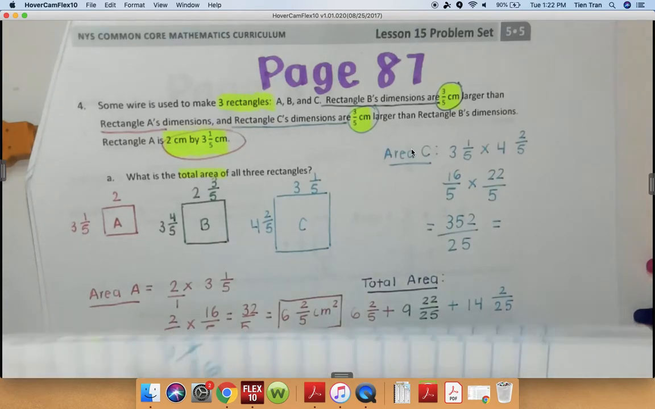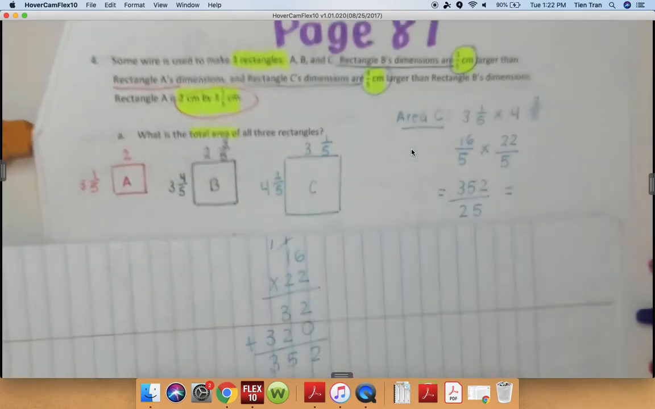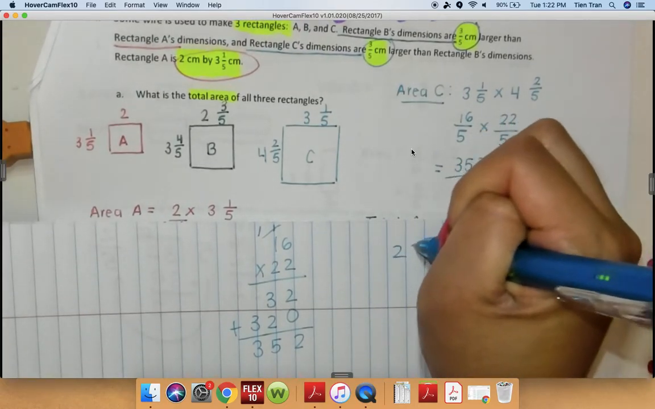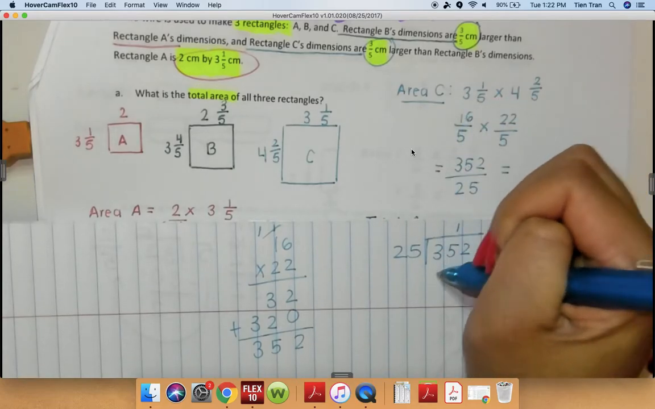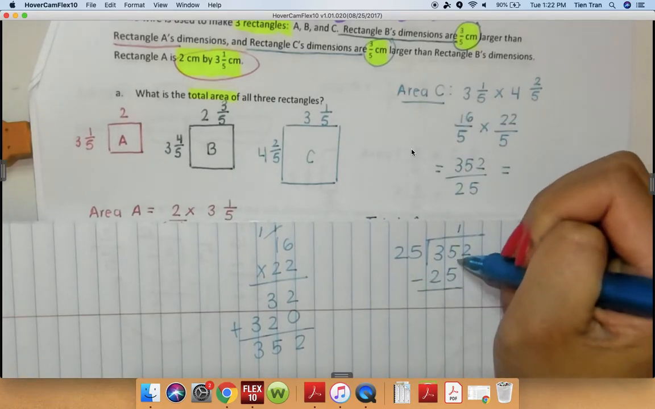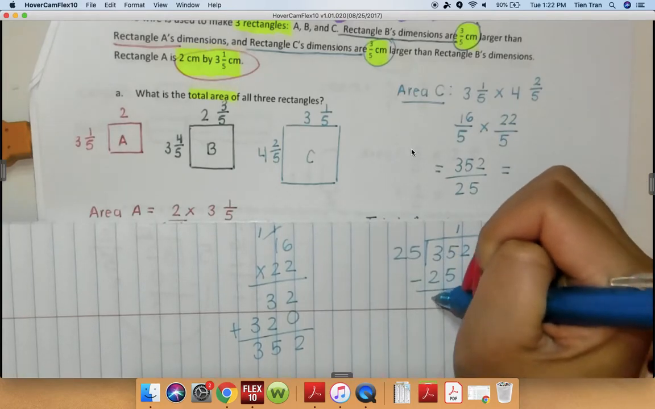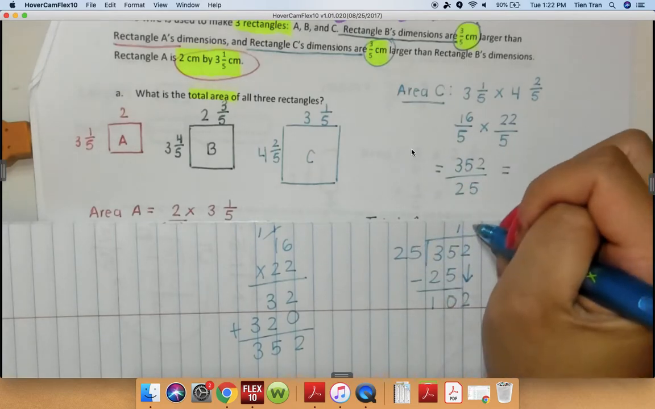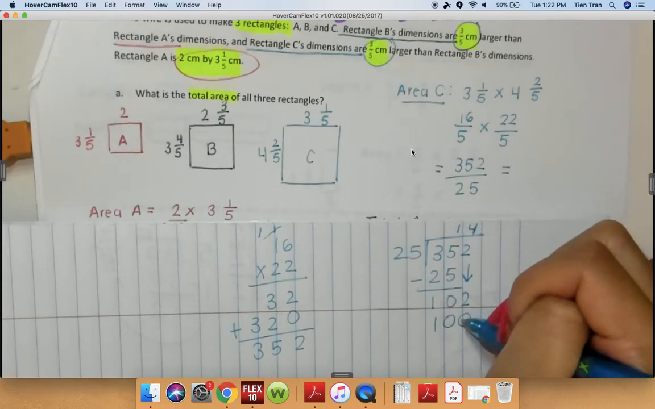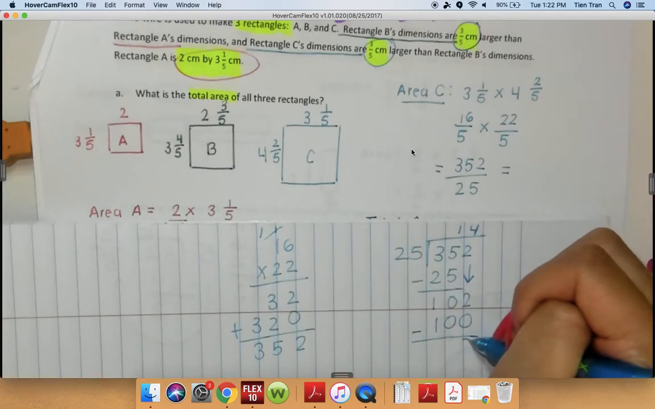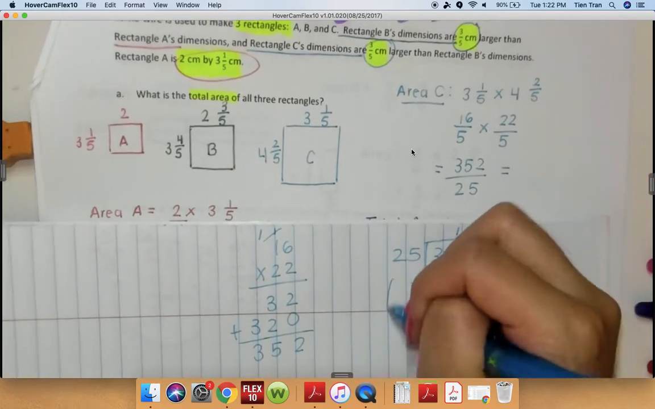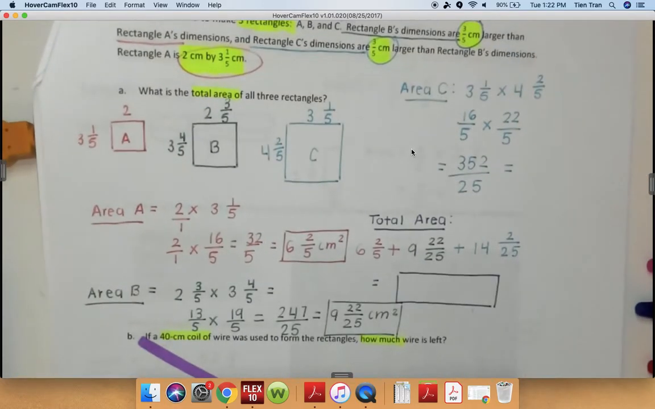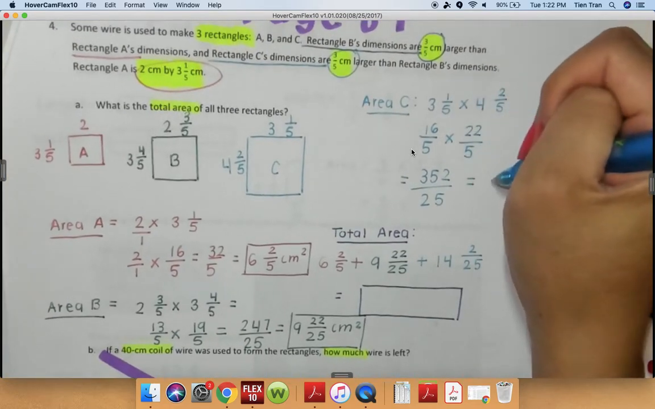Okay, so I'm going to divide that right here. Can you guys see that? 352 divided by 25. 25 can go into 35 once. 5 minus 5 is 0. 3 minus 3 minus 2 is 1. Bring down my 2. 25 can go into 102 4 times because 25 times 4 is 100. Subtract, my remainder is 2 and my denominator is 25. So I get 14 and 2/25 as my final answer.